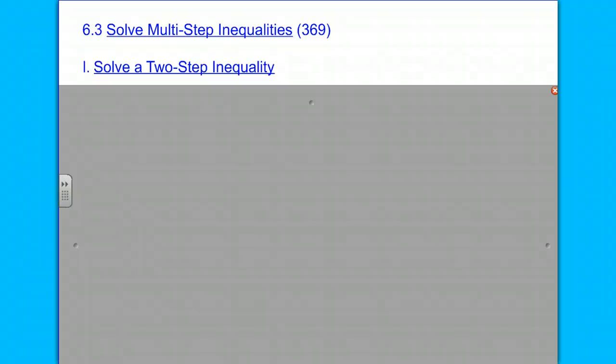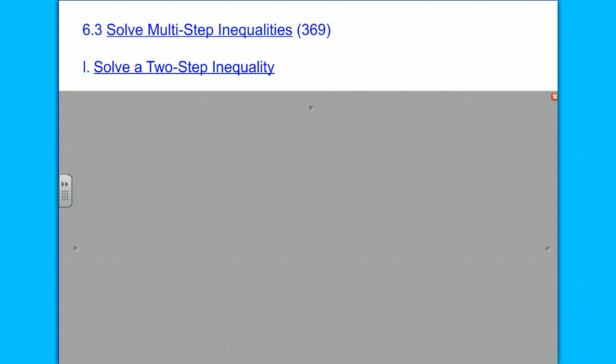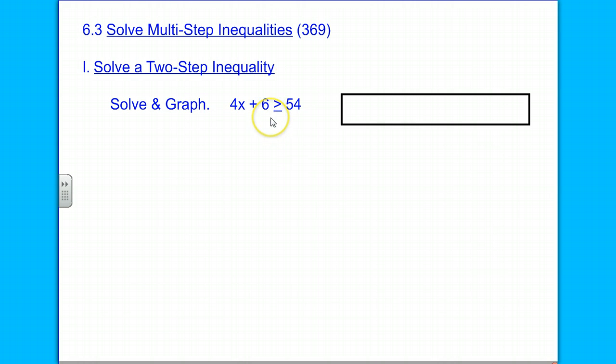Okay, so chapter 6, section 3, we're solving multi-step inequalities. Solving, for the most part, two-step inequalities. You've done this before. It feels just like an equation, but rather than an equal sign, we have an inequality sign.